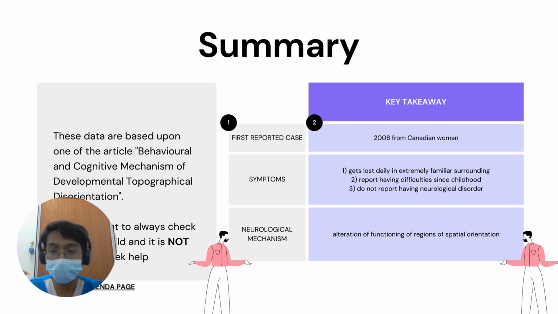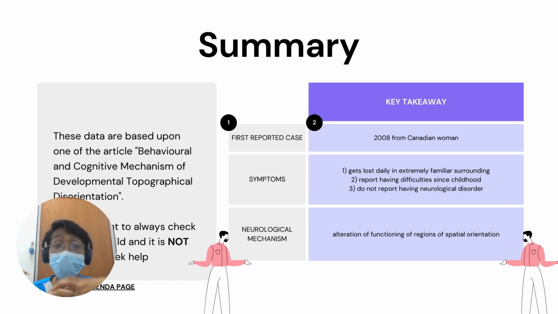Because in terms of this one, it has something to do with visual. When it comes to visual, of course, it involves other things like body awareness. This is the most important part: internally and externally, laterality, body directionality, and so on. So when it comes to the neurological mechanism, it's an alteration of the functioning of regions of spatial orientation. Alteration does not mean damage, it's more like the wire is not wiring, or as Gen Z says, the wire is not connecting properly.